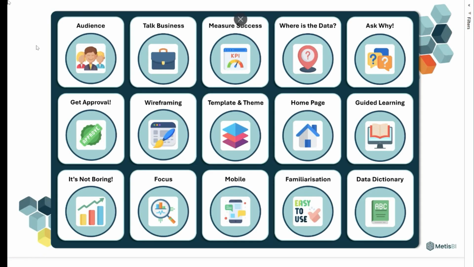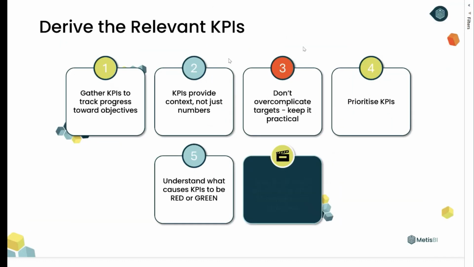measure success, all to do with KPIs. So you've identified the audience, you also understand where you are trying to go. The next thing is, how do you know if you're on target to it? And that's what the KPI is all about. It's about answering the question, how do you know you are on target to where you're trying to go? And it's absolutely key to have this.